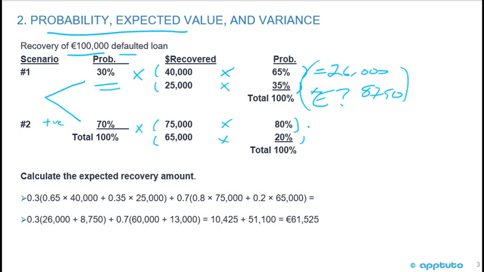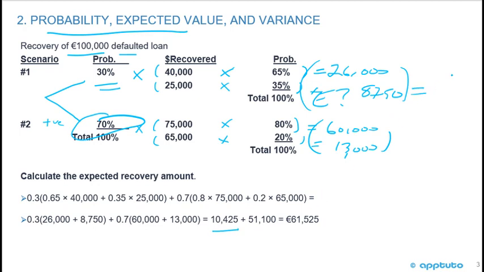Then the next thing that you're going to do is the same procedure down here. You're going to multiply 75,000 times 80%. That's going to give you 60,000. And you're going to multiply 65,000 times 20%, and that's going to give you 13,000. You're going to add those two together and multiply them by the 70%. Okay? Then that gets our math to down here.